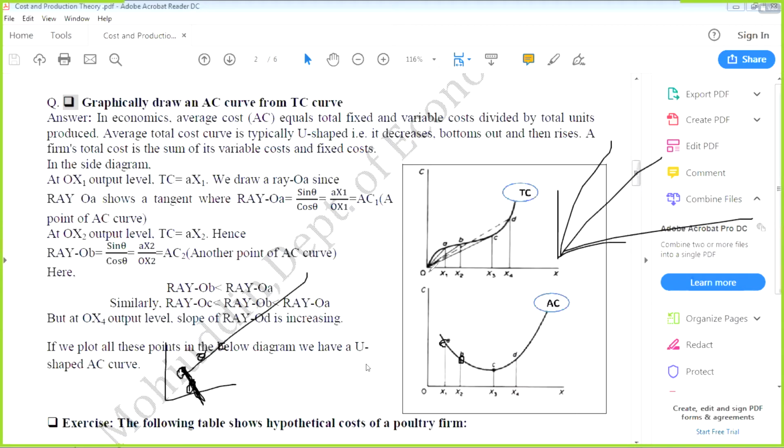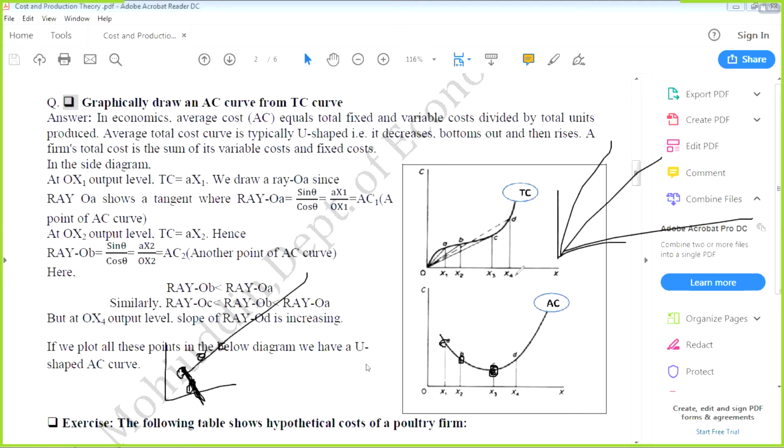In the same way, if you increase your level of output, look at x3. What have we found? We have found that ray. Again, I draw a ray. This ray is lower than this one, also this one. So this is the third point we have found here. But if the fourth point is still going this way, then we would draw a diagram this way. But no, this does not happen.